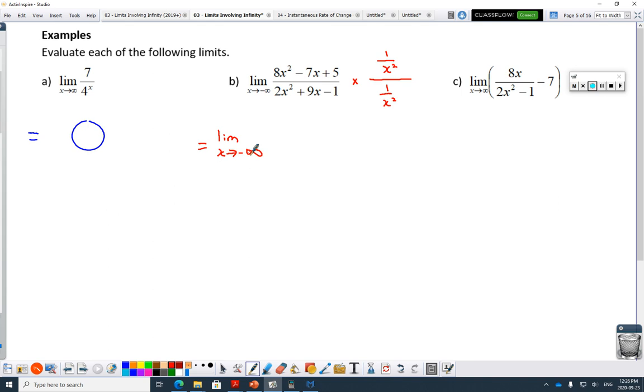Essentially, every term in the numerator and every term in the denominator is going to get put over x squared. So 8x squared gets put over x squared. 7x gets put over x squared. 5 gets put over x squared. And in the denominator, all the same. 2x squared goes over x squared, 9x over x squared, 1 over x squared.